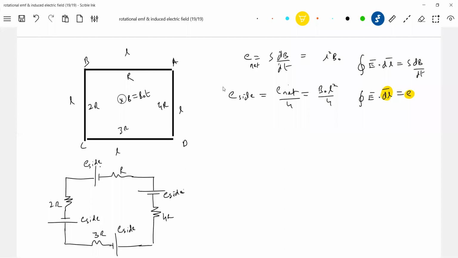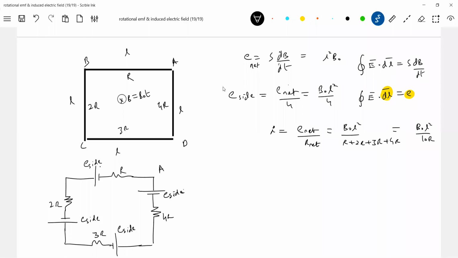Then let's calculate the current. What is the total current? Total current I is equal to E net divided by the net resistance. What is the net resistance? This will be B naught L square over R plus 2R plus 3R plus 4R, which is B naught L square over 10R.